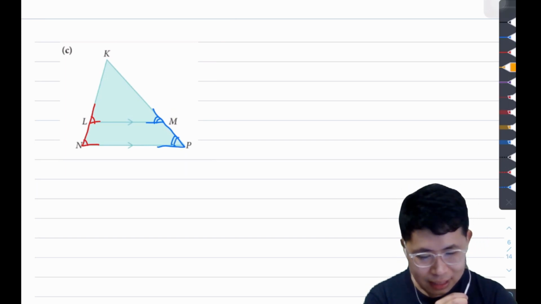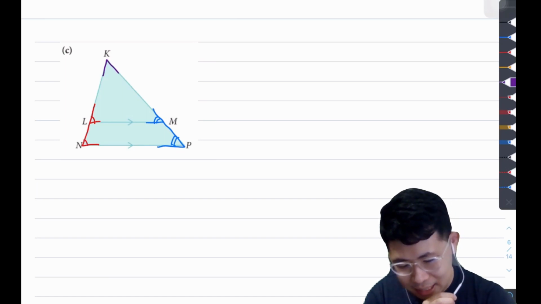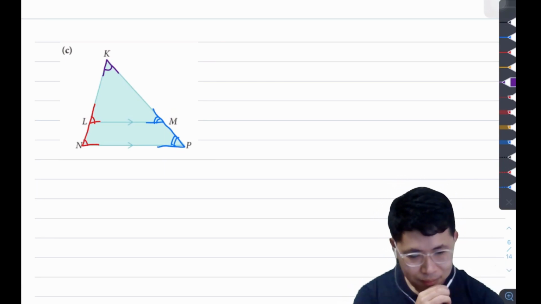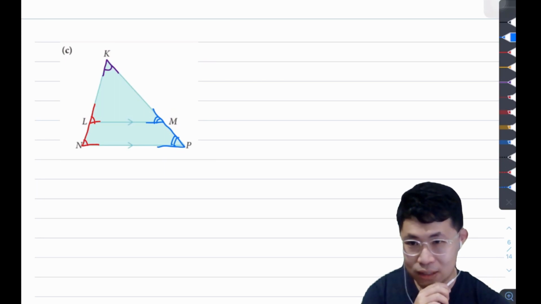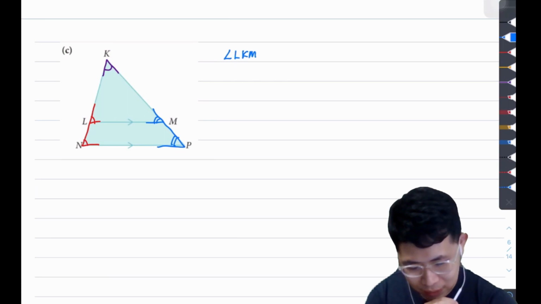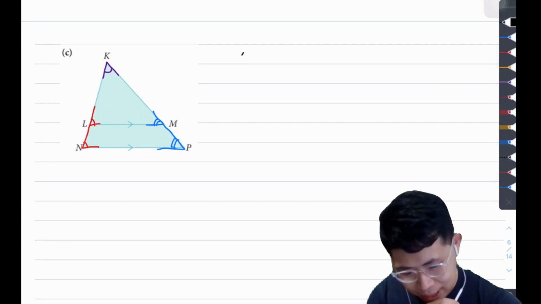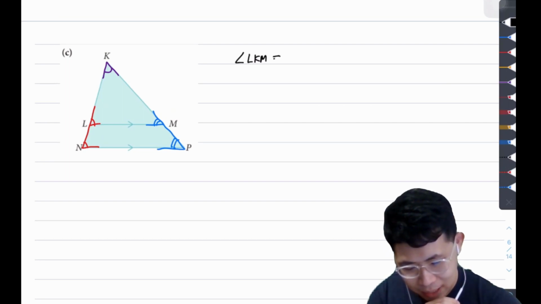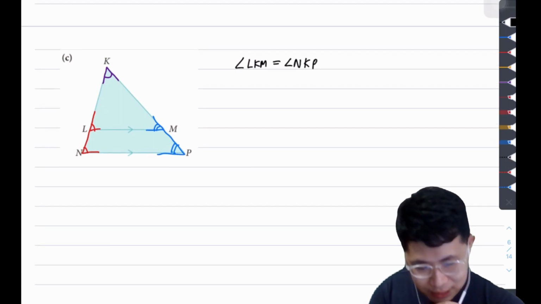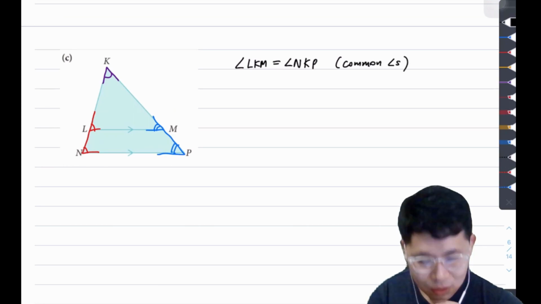And the third angle that is actually very beneficial to us is this angle over here. This is the common angle to both triangles. Okay, so to make it easier, I'm going to use the common angle over here. So angle LKM. Okay, so angle LKM is equal to angle NKP, right? This is because of common angles. They are the common one. So let me write them down.